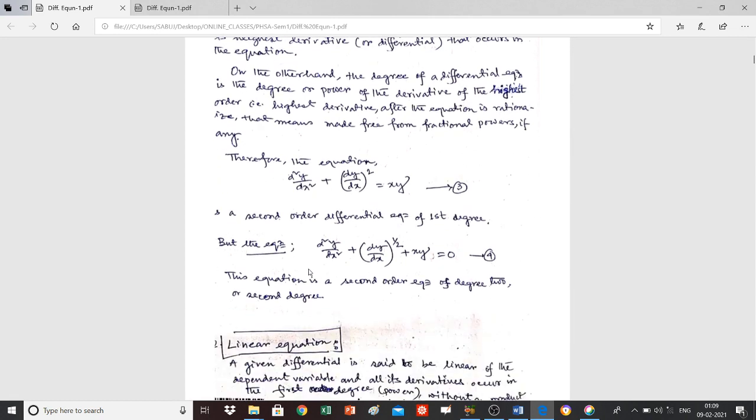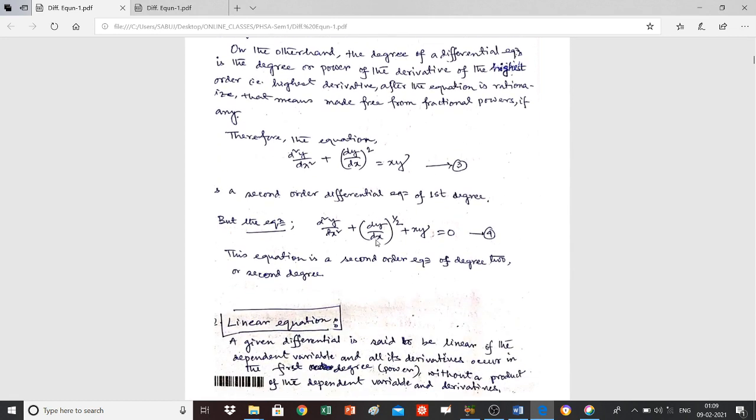Now come to the second one: d2y by dx square plus (dy by dx) to the power half plus xy is equal to 0. In this case, you first have to rationalize this equation, that is, there should be no fractional power. Here the power is half, so to rationalize it you have to square both sides of this equation. Once you square it, the highest derivative, d2y by dx square, has a power of 2. So this equation is of second order and its degree is 2, or second degree.